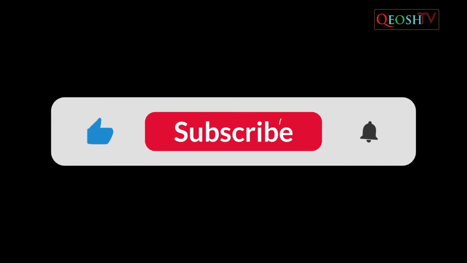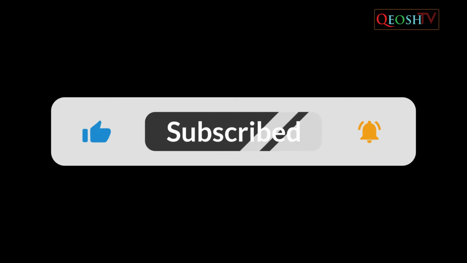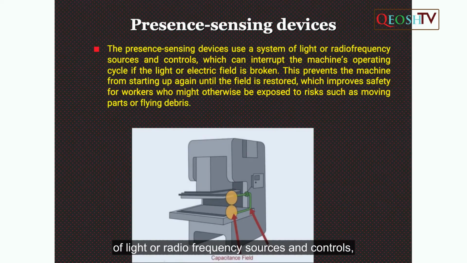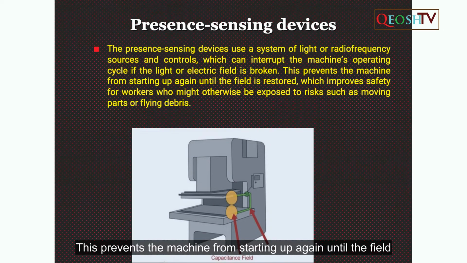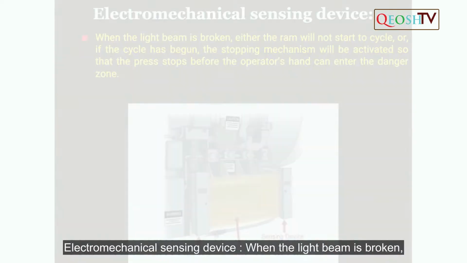Presence sensing devices. The presence sensing devices use a system of light or radio frequency sources and controls, which can interrupt the machine's operating cycle if the light or electric field is broken. This prevents the machine from starting up again until the field is restored, which improves safety for workers who might otherwise be exposed to risks such as moving parts or flying debris.